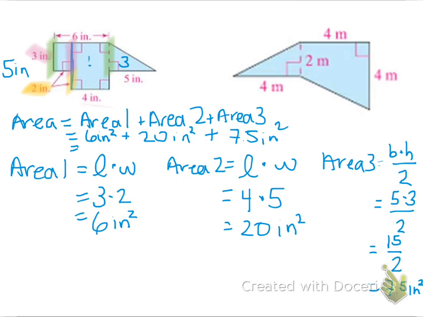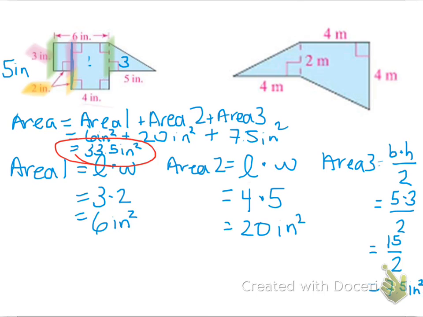6 plus 20 gives me 26, plus 7.5 would give me 33 5/10 inches squared. So my answer for the area of this rectangle is 33 5/10 inches squared.